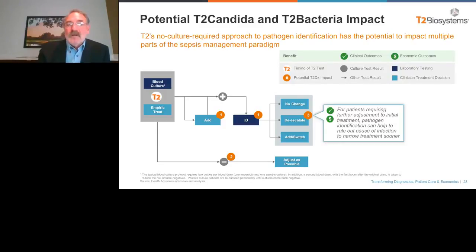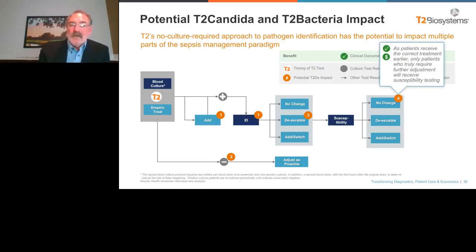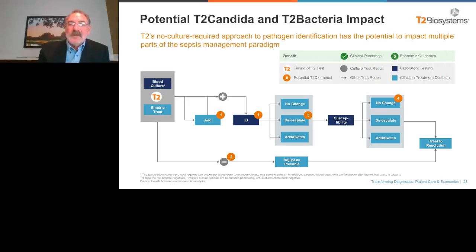De-escalation is important and could be facilitated by T2 results for patients requiring further adjustment to initial treatment, pathogen identification, and possibly narrowing treatment. So for example, if one follows the IDSA guidelines and starts out empirically with an echinocandin, if you detect Candida albicans, one then knows that you could de-escalate safely once the patient is stable, according to the guidelines, with fluconazole. And then susceptibility testing could further streamline those results. If the patient receives the correct treatment earlier, only those who require further adjustment will receive susceptibility testing, and then treat to resolution.